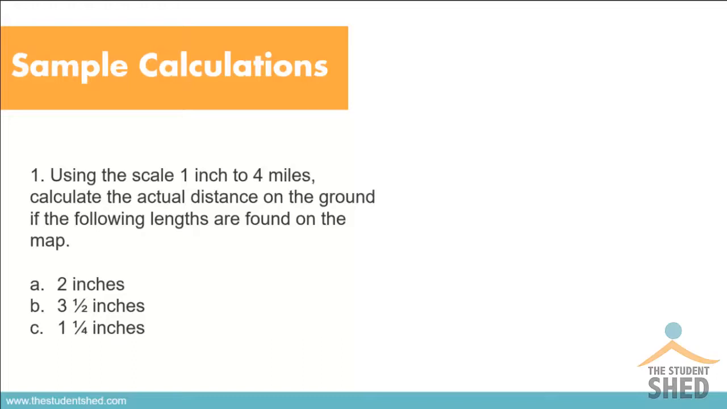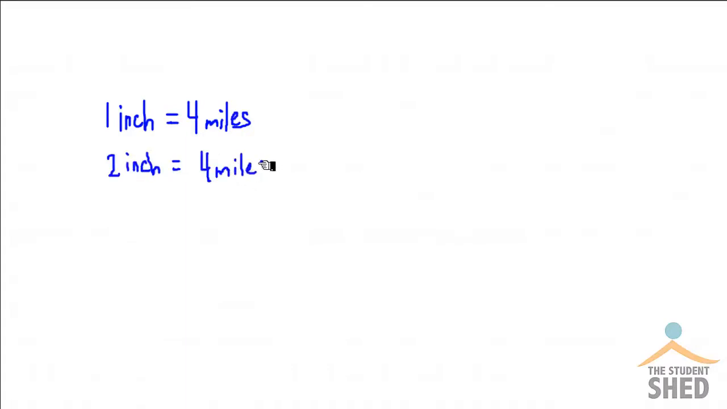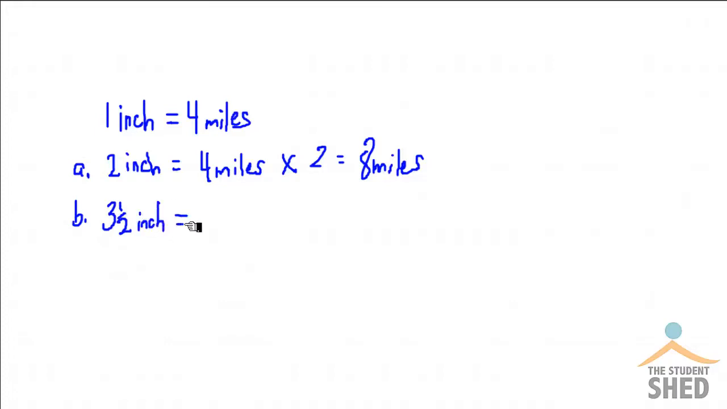So we'll start by answering the first question, 1A, 2 inches. If the scale on the map is 1 inch equals 4 miles, then that means 2 inches would equal 4 miles times 2, which gives us 8 miles. Okay, so that's to answer A. B says, what if the length on the map is 3.5 inches? To calculate that, we would say 4 miles times 3.5 inches. You can use your calculator for this, 3.5 inches times 4 miles, and that gives us 14 miles.